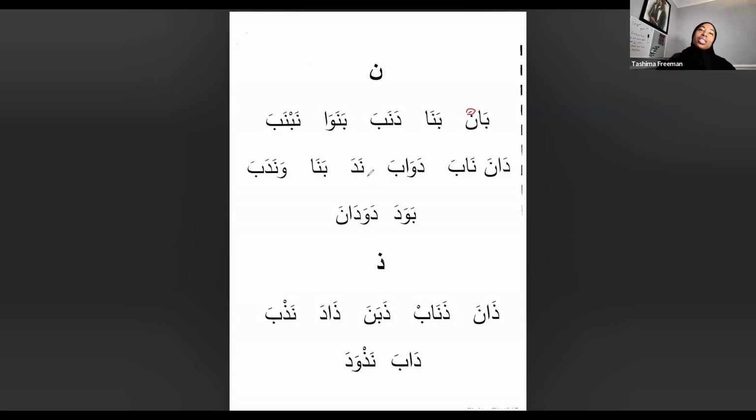Now, this noon and this dal almost look alike. The only way I'm able to tell the difference is because, one, the dal is a non-connector, so if it was at the front, it would not connect at all. That's how I know that that is a noon. And also because it has the dot. The dot helps me to know that that is a noon, because even your girl, born Muslim, still needs a little help sometimes.